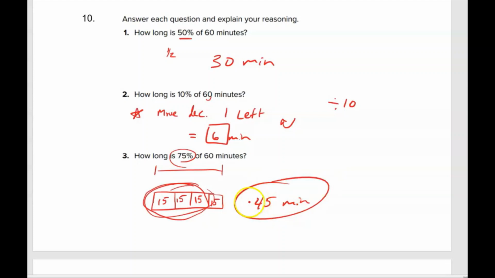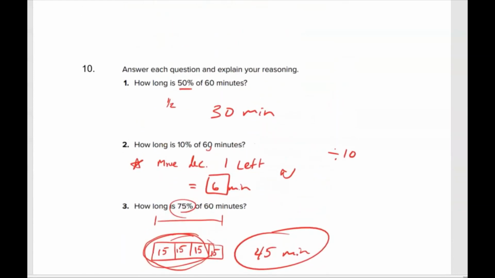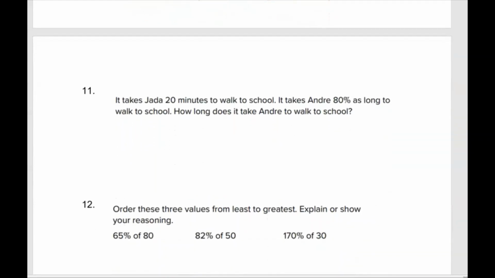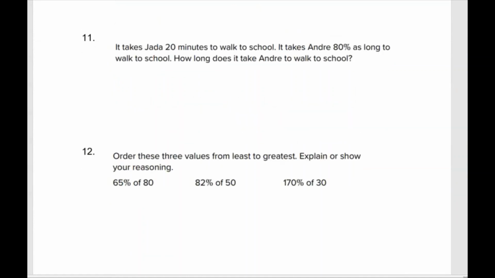All right, moving on. Number 11 says it takes Jada 20 minutes to walk to school. It takes Andre 80% as long to walk to school. How long does it take Andre to walk to school? Okay, again, it's kind of your choice here. Do you want to use a t-table, or do you want to use a diagram? Both work really well, and I'll show you both just so you have a good understanding.